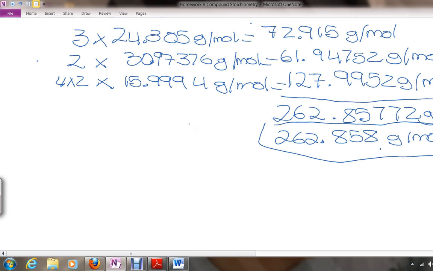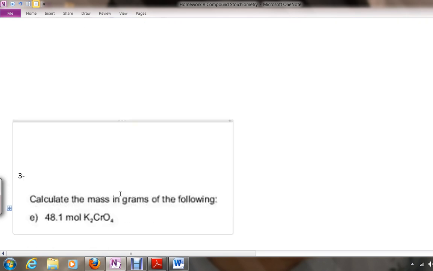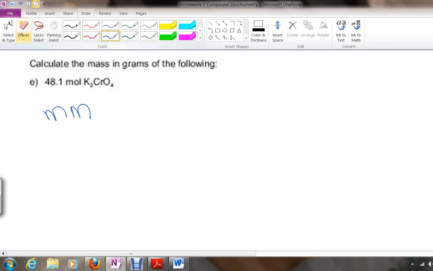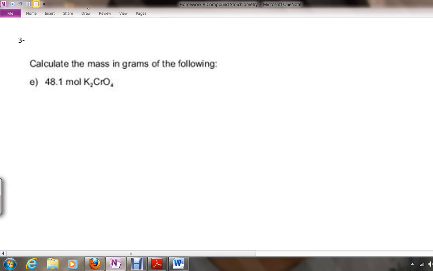Now let's go to the next problem. You got to calculate the mass in grams. That's why I practice the molar mass, to make sure that you all understand it. Calculate the mass in grams of the following compound. There's several of them, but I just chose one. This is very easy because it's the same thing you have to do on all of them. The only difference is that you need to find the molar mass of the whole compound.